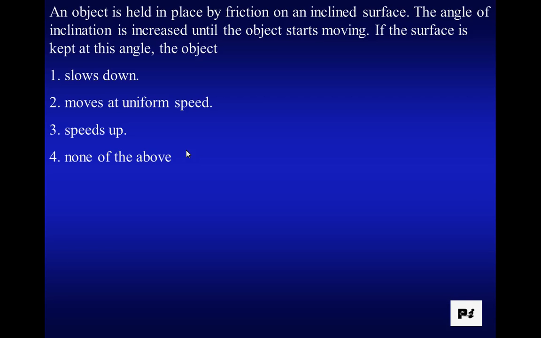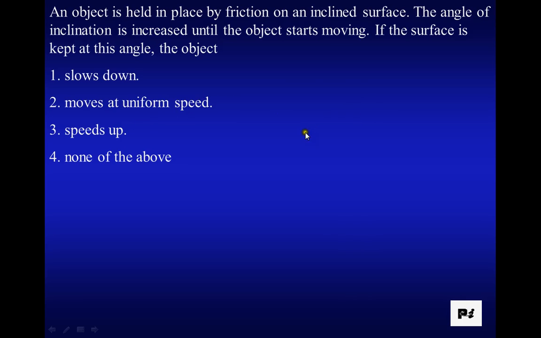So if an object is held in place by friction on an inclined plane and you lift up one end of the inclined plane until it starts to slide, well, if you then keep it at that angle, as you lift it up, it's static friction holding it in place, lift it up, static friction holding it in place, and then finally it starts to move.